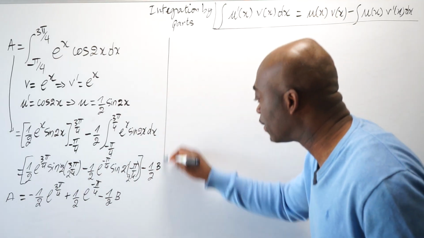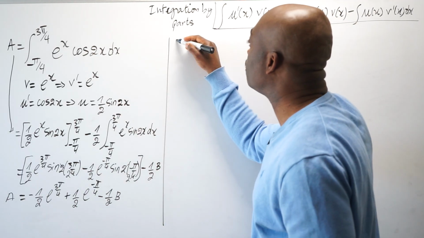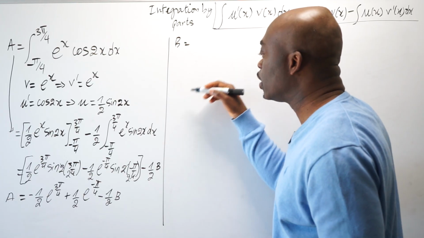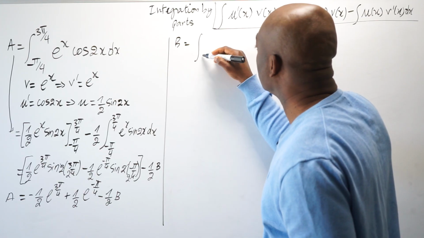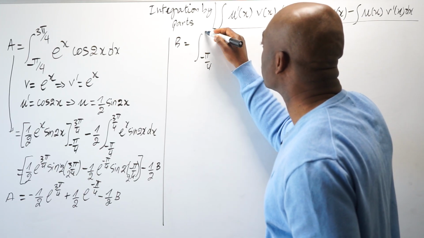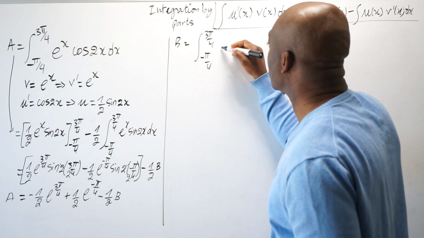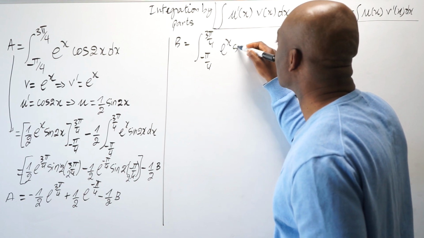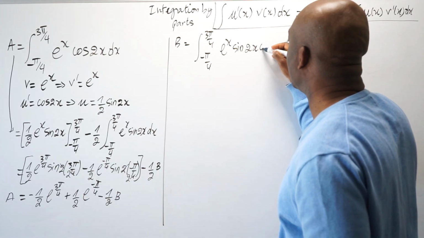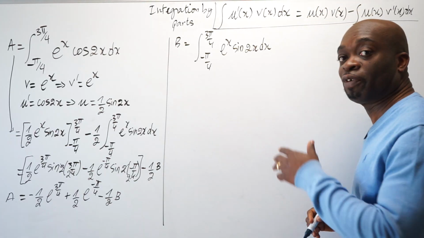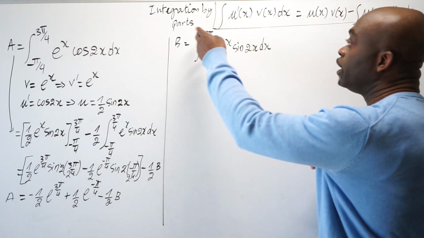Once we come down here, we're going to solve for B. B we said is equal to the integral from negative pi over 4 to 3 pi over 4 of exponential x sine 2x dx. So that's what we have. Let's go for it. We're going to do the integration by parts again.